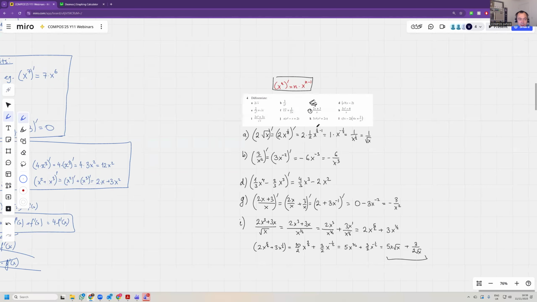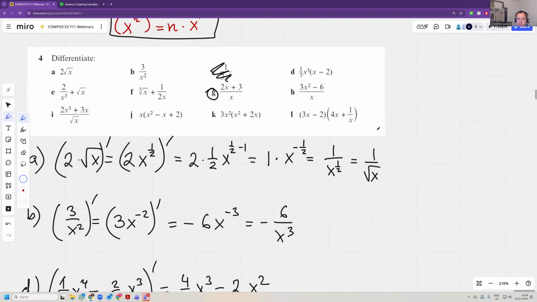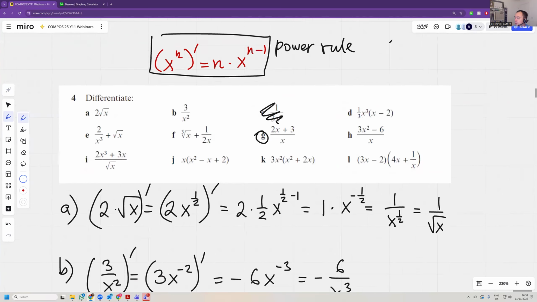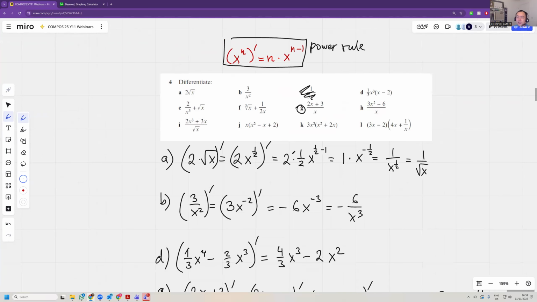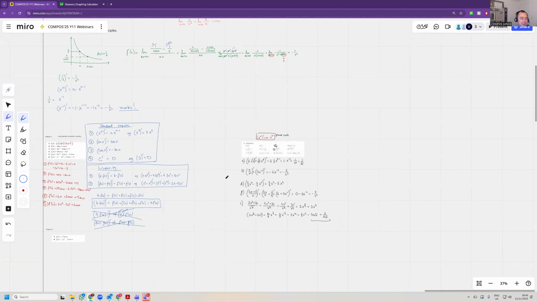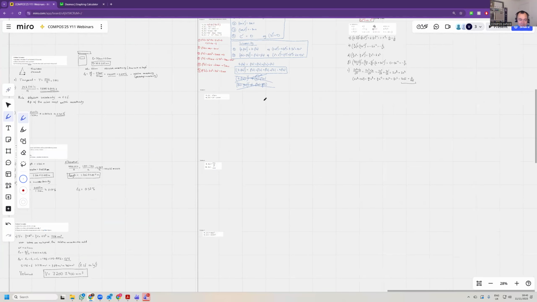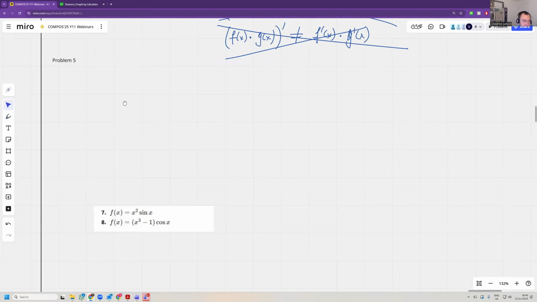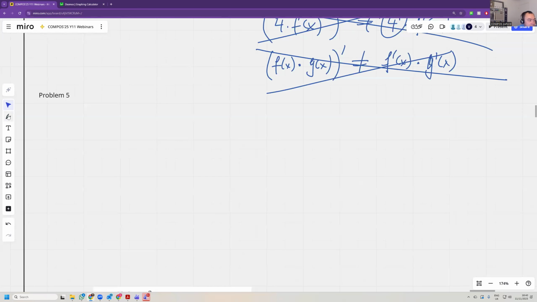Now, for the other questions, you just need to open the brackets and then differentiate them as power functions, right? So that's the power rule. Remember, that's called the power rule, which we referred to at the beginning of the session. Okay, now we talk about the other three rules. First, we do the product rule.